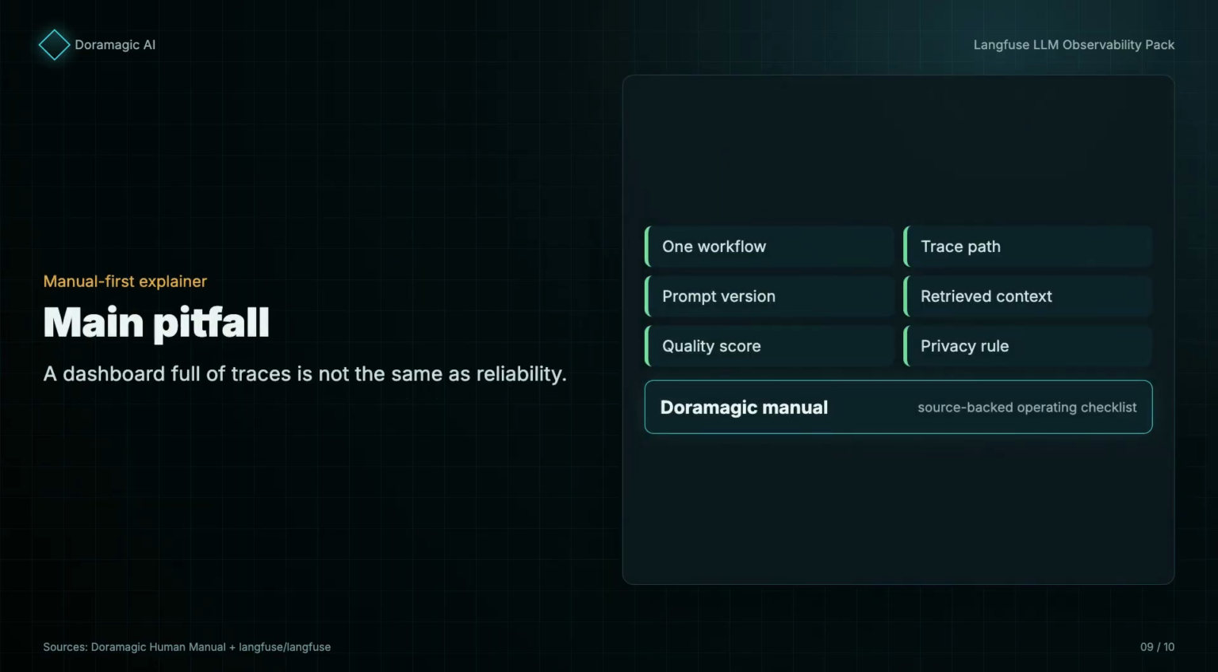The main pitfall is dashboard theater. A dashboard full of traces is not reliability. Reliability comes from reviewing failed traces, adding tests, tightening prompts, and deciding what data should never be logged.